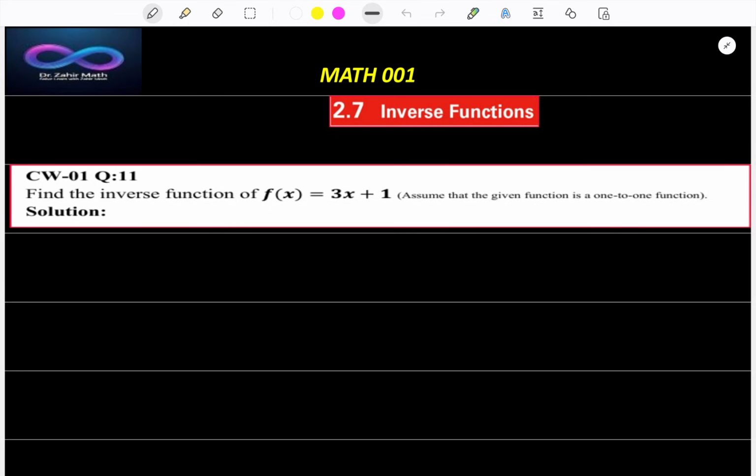In this video, I'm going to teach you exercise 2.7, inverse functions. What type of questions will be coming in this exercise? Find the inverse of a function. This is a very important exercise. Keep in your mind one question you can expect in the exams: find the inverse of the given function.